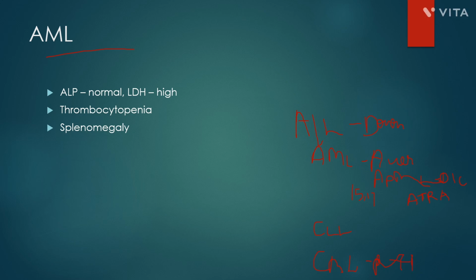and leukocyte alkaline phosphatase is low, and in CML, the classical is your Philadelphia chromosome, which is called t(9;22), or BCR-ABL, t(9;22) or BCR-ABL. Okay, so this is how you differentiate.